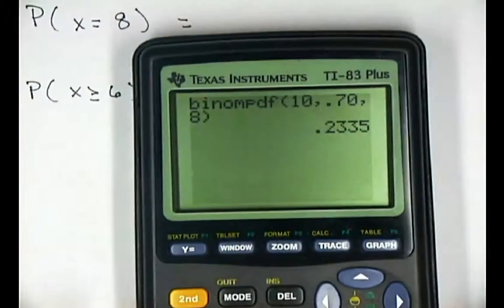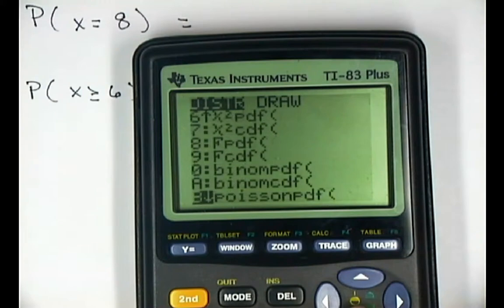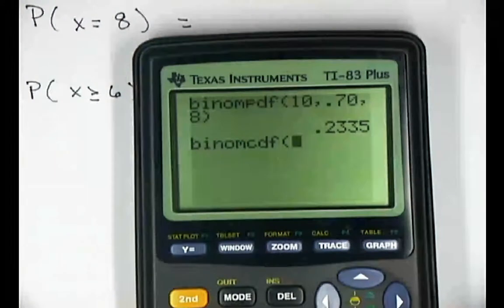Okay, so let's just focus on finding the probability that x is less than or equal to 5. Again, we would go into our distribution menu, and we would scroll all the way down. We want less than or equal to 5, so we're going to use binomial CDF. Now again, it's prompting me.